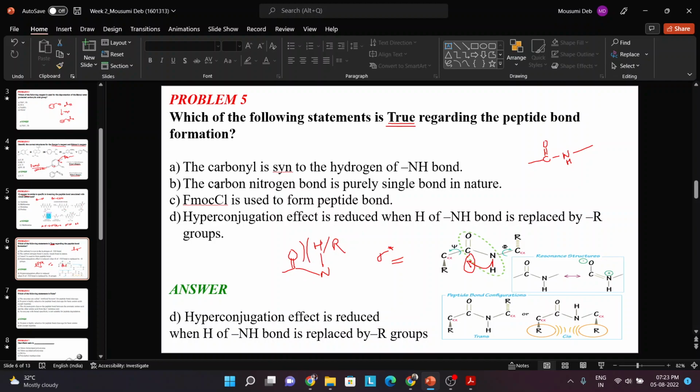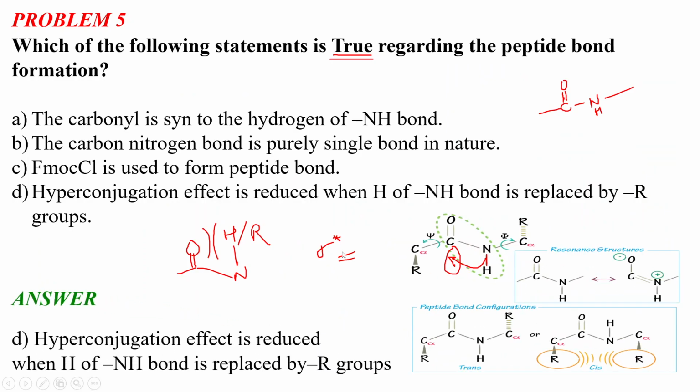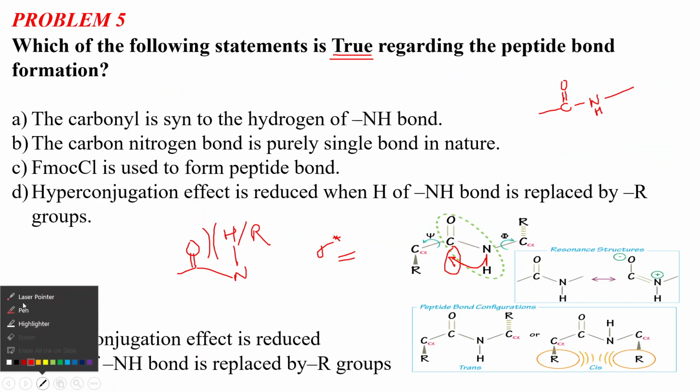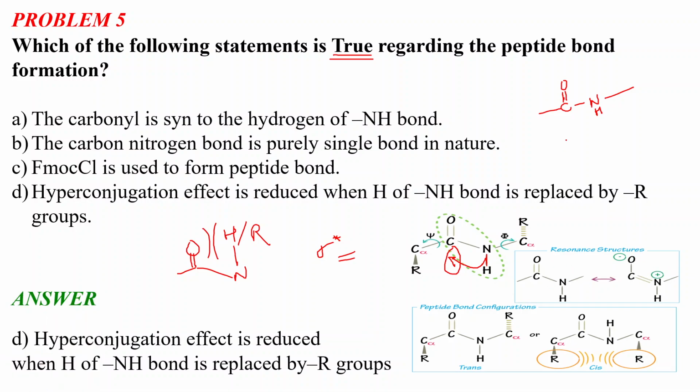Now the second option says that the carbon nitrogen bond is purely single bond in character. So it is not true, because you can see from this resonance structure, there is a lone pair of the nitrogen which can be donated to this carbon nitrogen bond. So it has a partial double bond character. I will just draw this once. There is a lone pair here, and this lone pair is donated to this carbon nitrogen bond, and that's why it has about 40% double bond character in this carbon nitrogen bond.